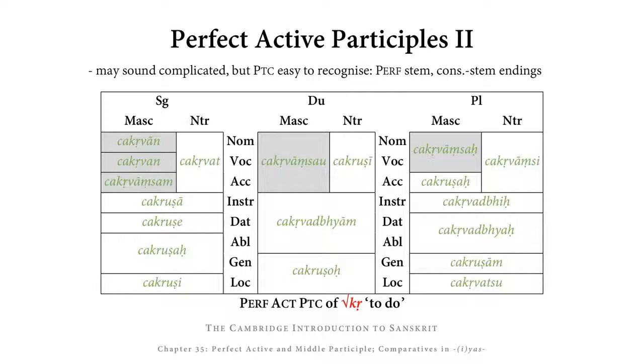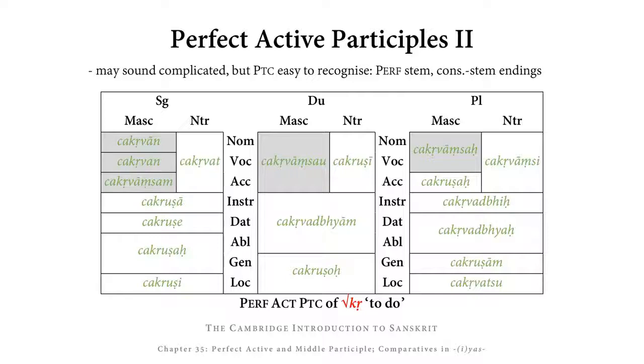Let's begin by looking at the weak cases, so from the instrumental onwards. Again, the strong cases are shaded. Now, in the singular, we have cakrusha, cakrushe, cakrushah, cakrushah, cakrushi for both the masculine and the neuter. These forms consist of our weak stem cakr plus the suffix -ush plus the endings -a, -e, -ah, -ah, -i. So what we here have are weak cases whose endings begin with a vowel, and in front of this vowel the weak form of the suffix appears as -ush.